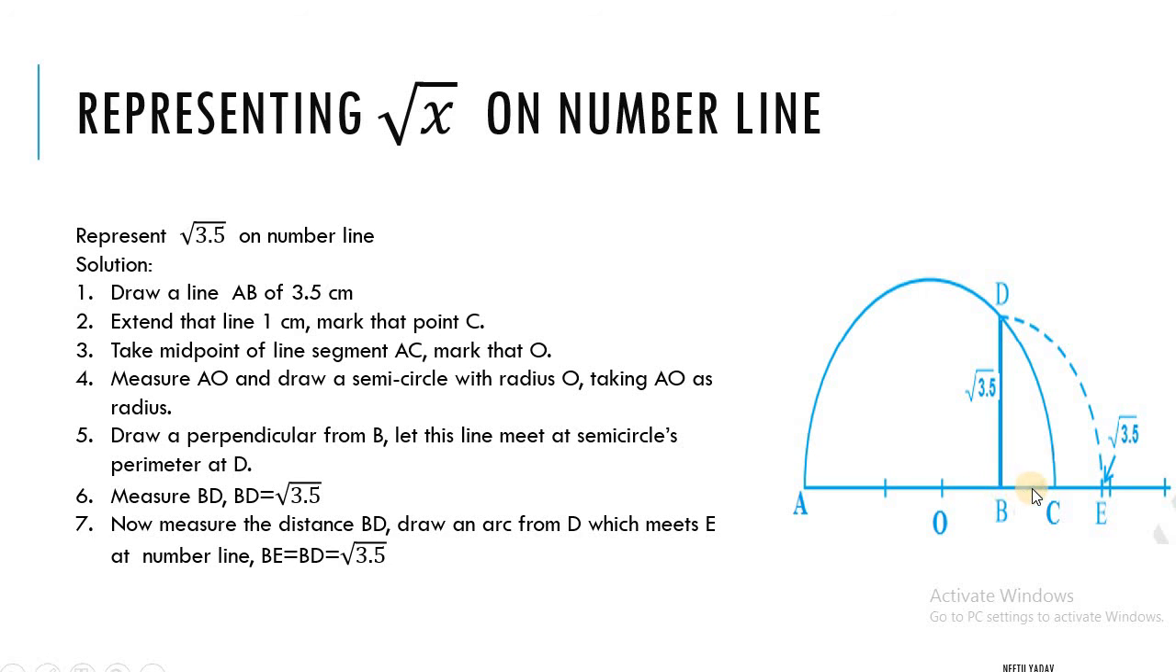Now up to this step, actually root 3.5 is not represented on number line. For that we have to put compass here and measure BD and draw an arc this way, and let the point be E. So BE is actually BD, and this is of the length root 3.5.